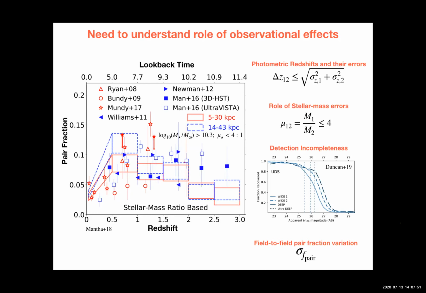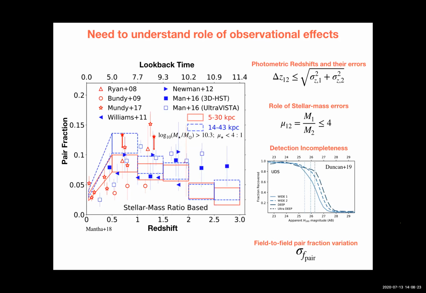One of the things that should be accounted for is the role of observational effects such as photometric redshift errors, stellar mass errors, detection completeness, and field-to-field variations depending on the size of the field you're using to quantify the pair fraction. These are all plausible contributors to the observed variations from different studies. I think this is an important quantity that we should systematically understand and possibly calibrate to derive better pair fractions.